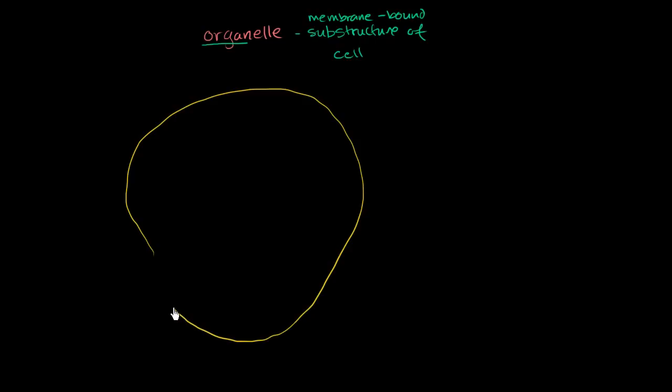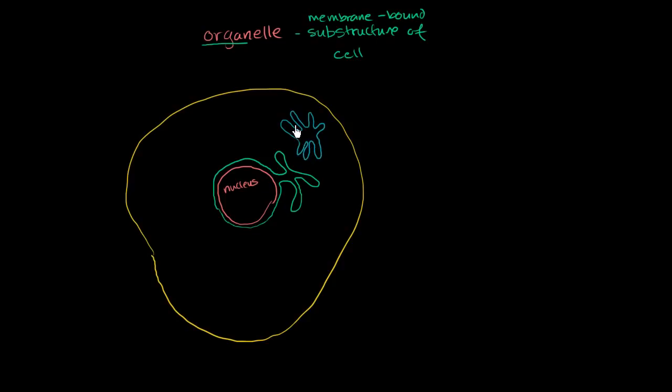So that is my cell right over here. We're already familiar with the idea of a nucleus. A nucleus is a membrane-bound structure, so it is an organelle. We've talked about the endoplasmic reticulum, which is also a membrane-bound structure, so it is also an organelle. We have talked about Golgi bodies. Once again, membrane-bound structures, so it is also an organelle. So that's a Golgi body right over there. We have the endoplasmic reticulum right over there.